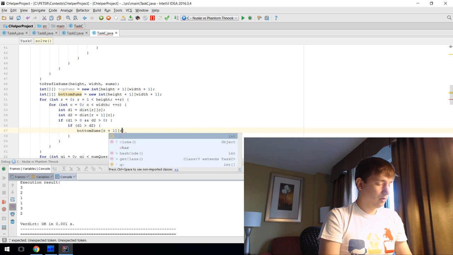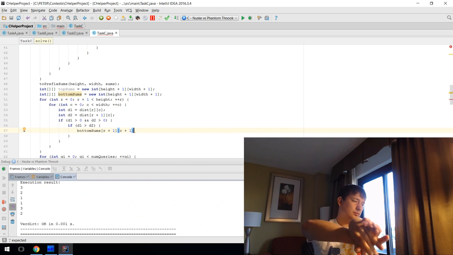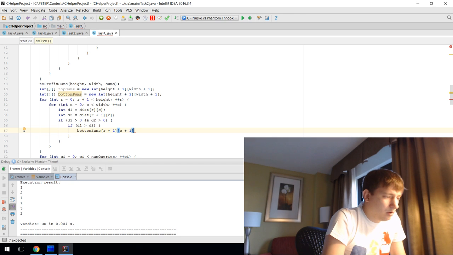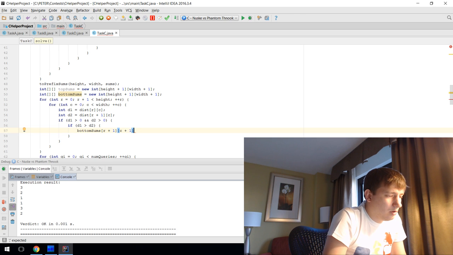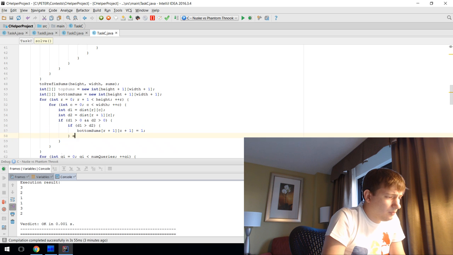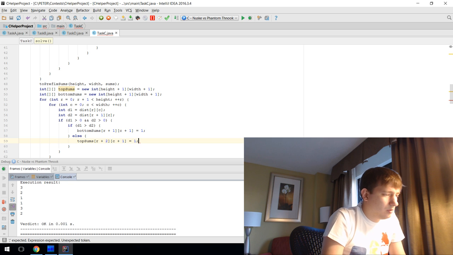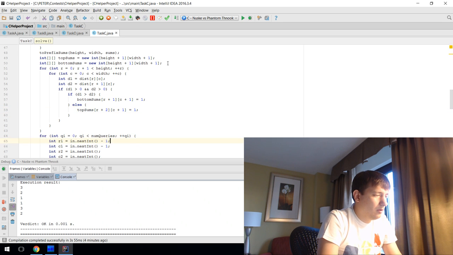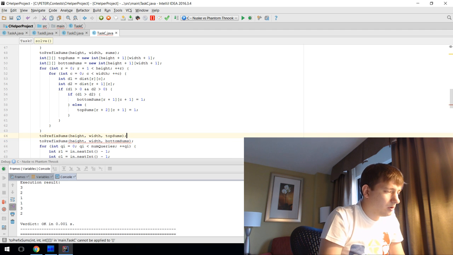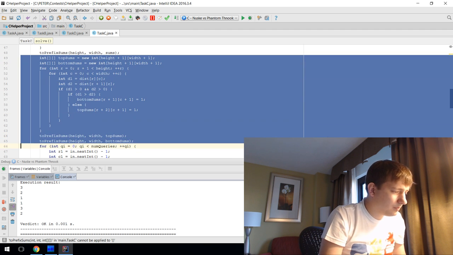N plus 1, C plus 1 equals 1. Otherwise, top sums for the bottom row. So R plus 2 C plus 1 equals 1. And then we go to prefix sums, height, width, top sums, to prefix sums, height, width, bottom sums, and then the same with left and right, right?